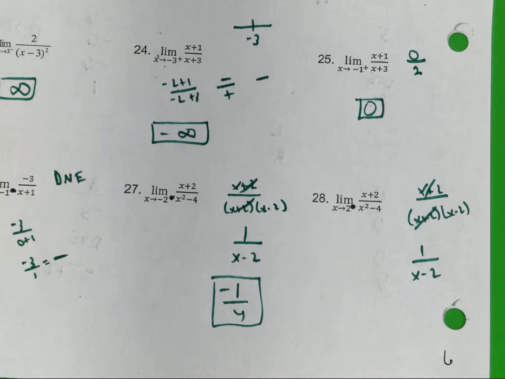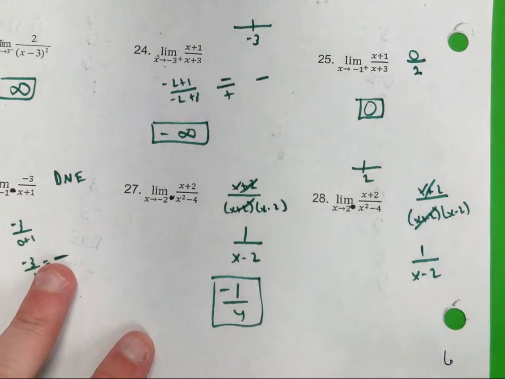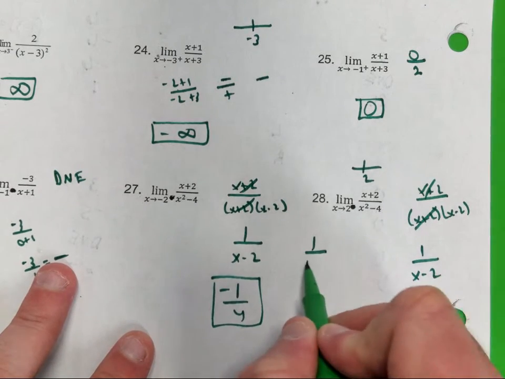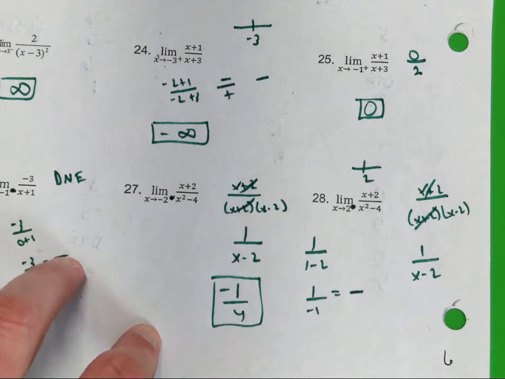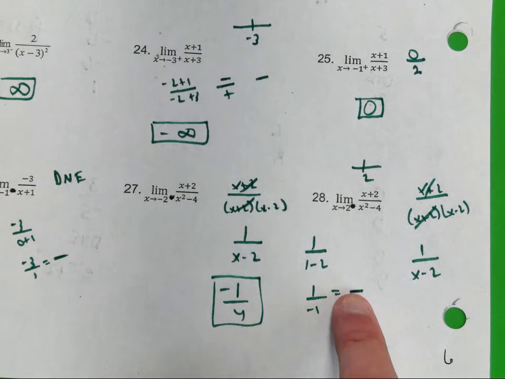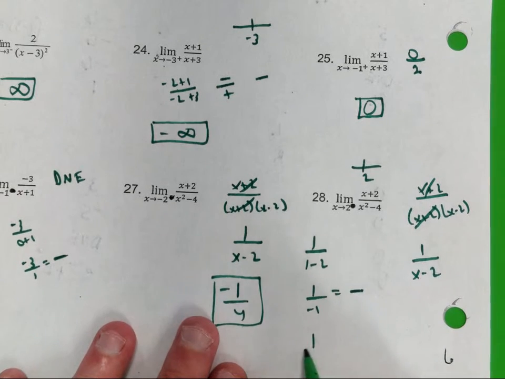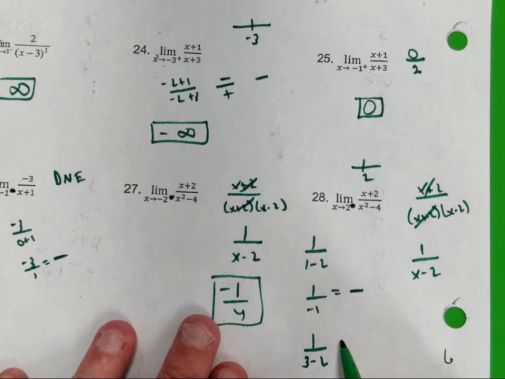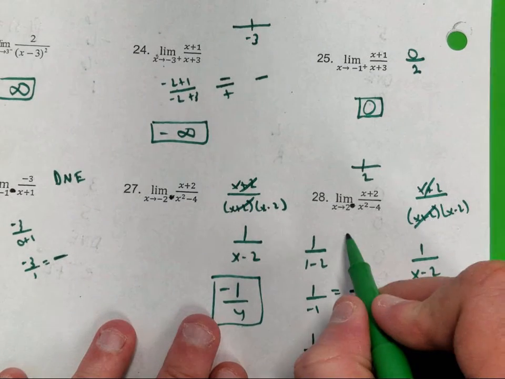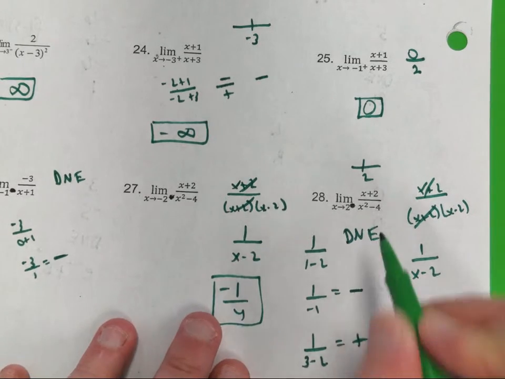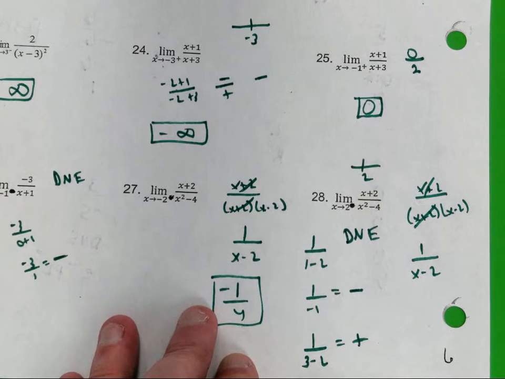Okay? So here's 2. To the left of it is 1, so I get 1 over 1 minus 2. That gives me 1 over -1, which will be a negative. So that is going to negative infinity on this side. To the right of 2 is 3. That's going to give me 1 over 1, which is what? Positive. They're going in two different directions. So what will be your overall limit? Does not exist. Does that make sense?